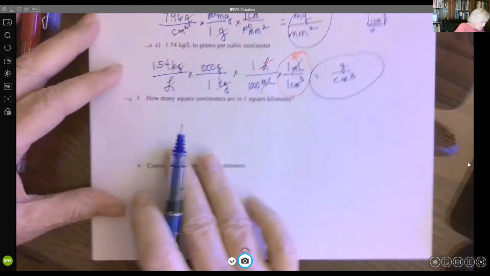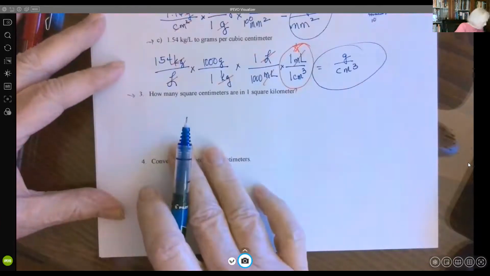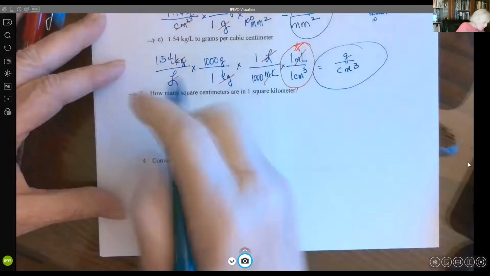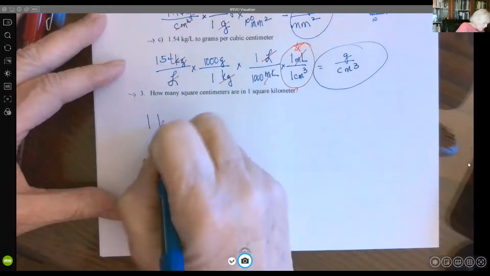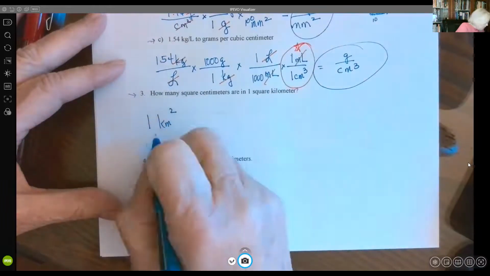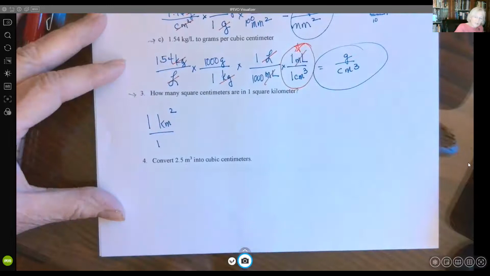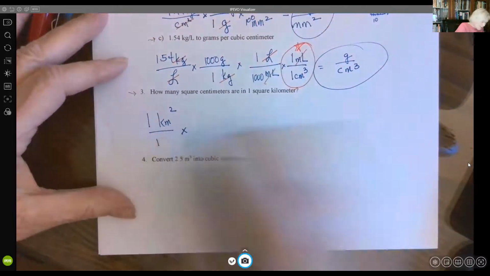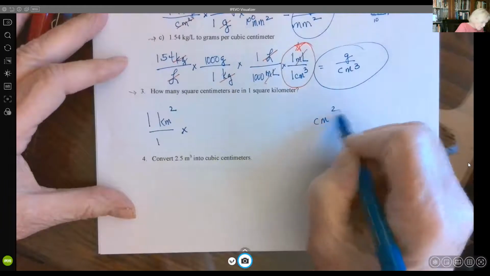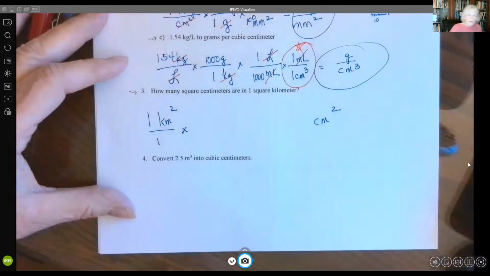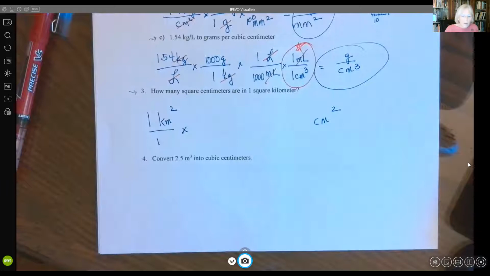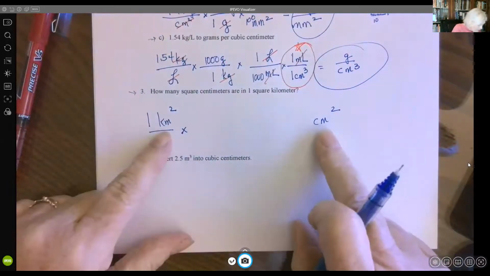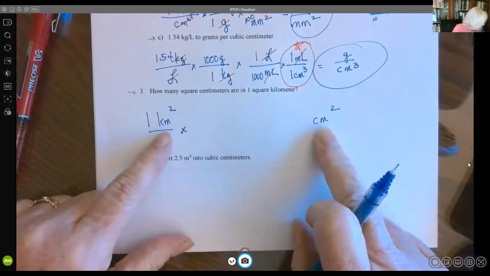How many square centimeters are in 1 square kilometer? Here I start with just one number, 1 kilometer squared. I'll go ahead and put it over 1 just so that I see that there is a top and a bottom. Now, if I want to end up with centimeters squared, here is an example I'd like to demonstrate in this problem. Here's an example where I don't know exactly how many centimeters squared are in a kilometer squared.